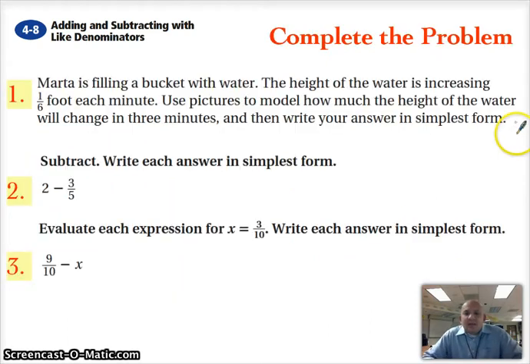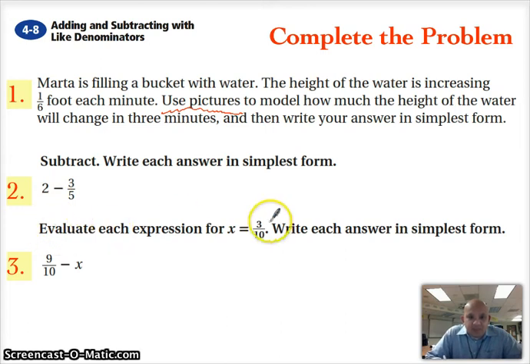All right. Here are your problems to complete. The first is a word problem, and you need to use pictures for this one, just like I modeled for you in the first example. And for number 2, you're going to subtract and write each answer in simplest form. Notice that this is a whole number that needs to be converted into a fraction or a mixed number in which you can actually subtract 3/5 from some sort of fifths.